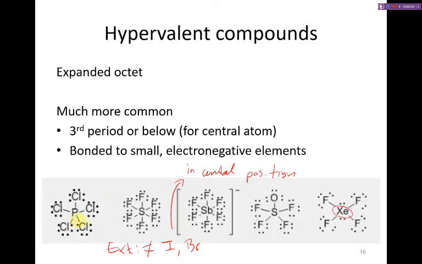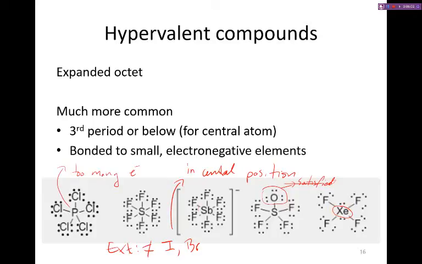In all of these cases, the central atom has more electrons than what we would normally think. But the exterior atoms are all satisfied with their octet. You can get scenarios where we have extra electrons due to bonds or due to lone pairs.